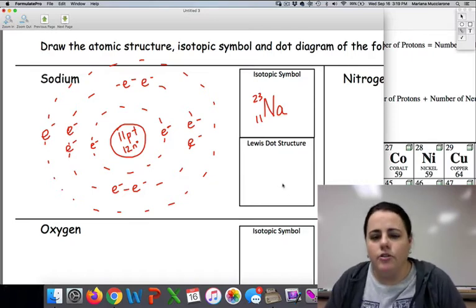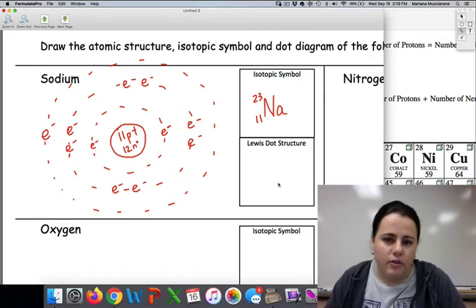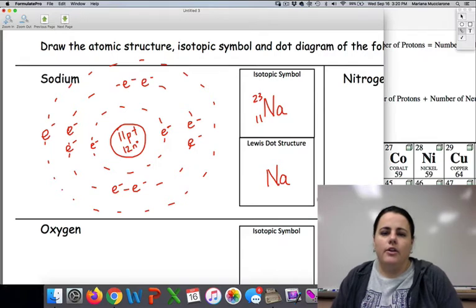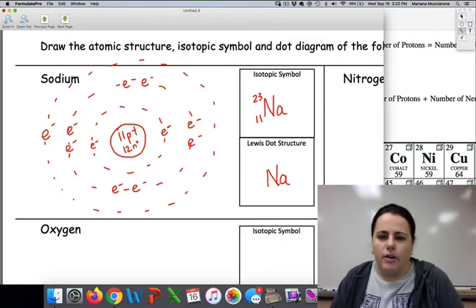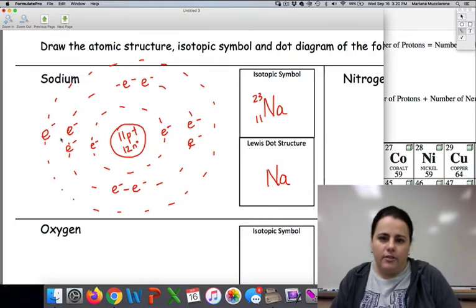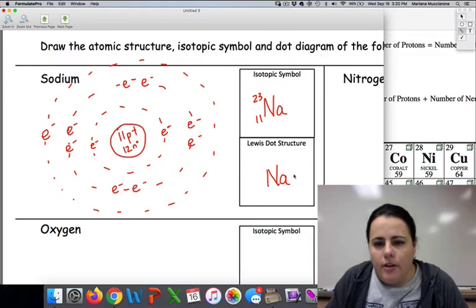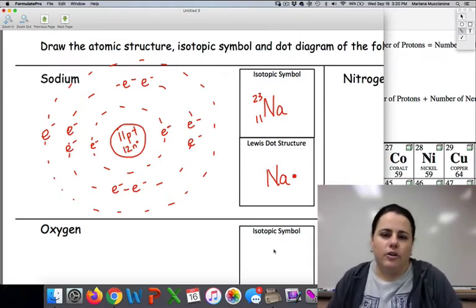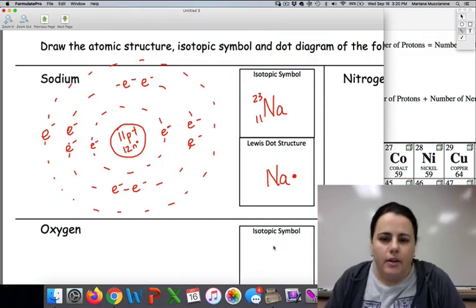The Lewis dot structure represents how many valence electrons. To do this, you put the symbol, Na is sodium, and then you have to know how many valence electrons it has, and you could just look at the picture you drew. Valence electrons are the ones in the outermost shell only. So here's my outermost shell. I only have one electron there. That means there's one valence electron, and I'm going to represent that by putting one dot next to it. So that is the Lewis dot structure for sodium.